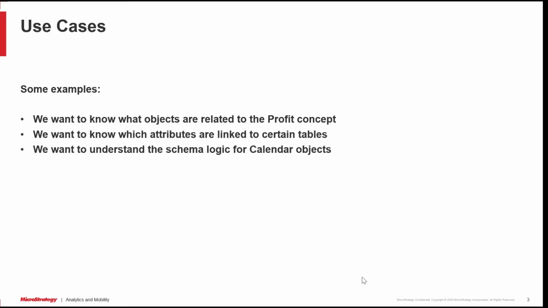So let's look at some use cases. I can think of 3 examples. We'd like to know what objects are related to the profit concept. We'd want to know which attributes are linked to certain tables, and we want to understand the schema logic for calendar objects. So let's look at these 3 cases in our demonstration.